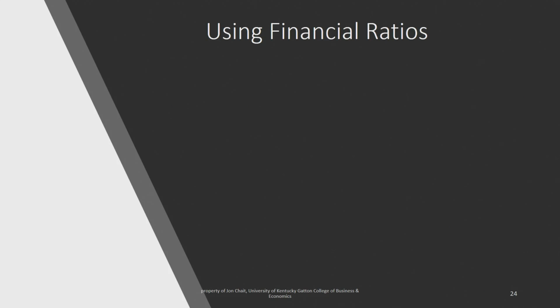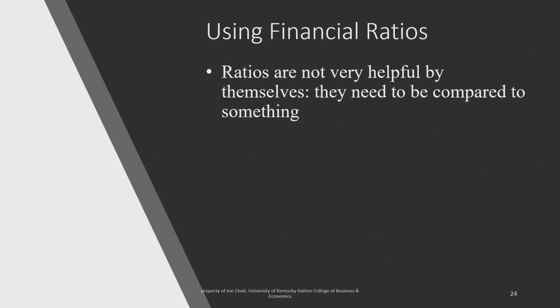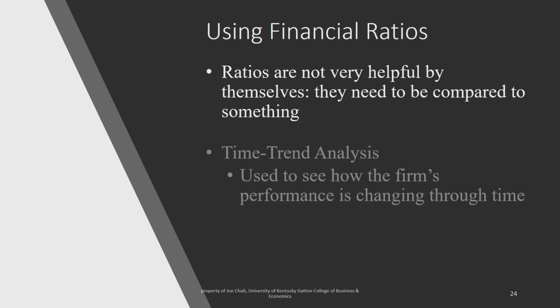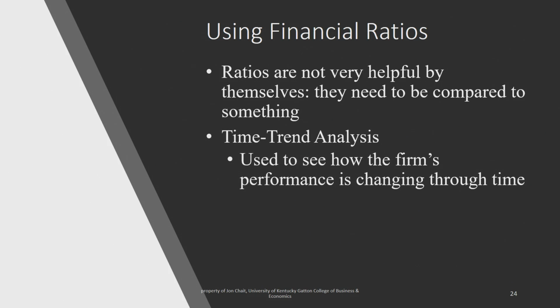So let's talk about using financial ratios. As I think I've said now over and over, and you probably think I've become a great bore, ratios are not very helpful in and of themselves. They need to be compared to something. The most common thing is a trend analysis, which is used to see how a company's performance is changing through time. So we might do inventory turnover this year compared to last year, compared to the year before.